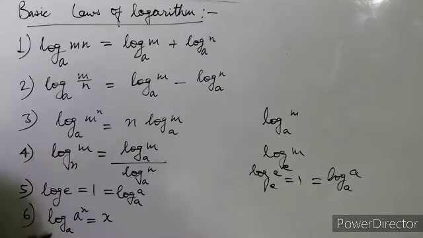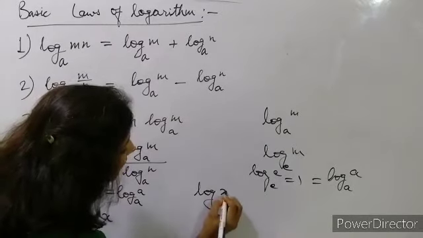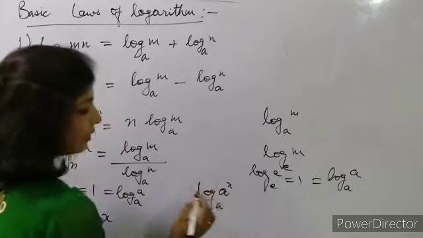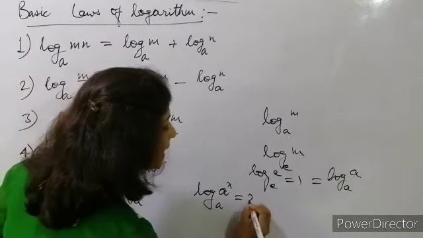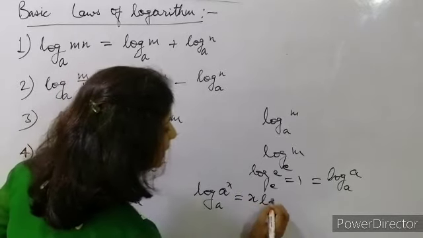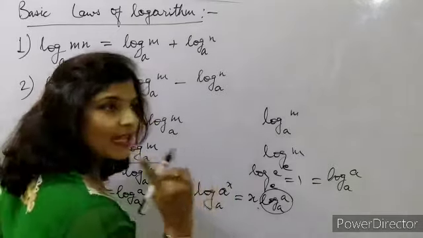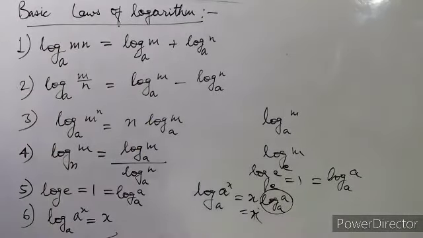Okay. Now the last one, log of a to the power x to the base a will be equal to x. क्यों? Because log of a to the power x to the base a will be, यहाँ पे हम कैसे लिखेंगे, x will write here and then log of a to the base a, and as we know that log of a to the base a will be 1, so it will be equal to x. So that's why it is x.